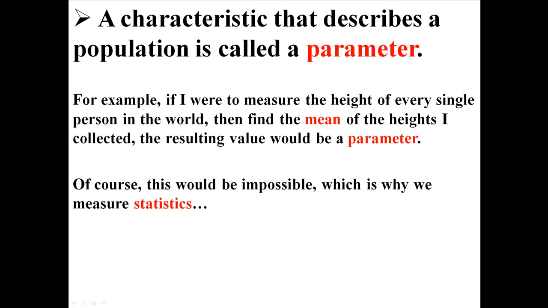For example, if I were to measure the height of every single person in the world and then find the mean of the heights I collected, that value that I found would be a parameter because it belongs to the entire population. Of course, this would be impossible. There's billions of people in the world, so we measure statistics.